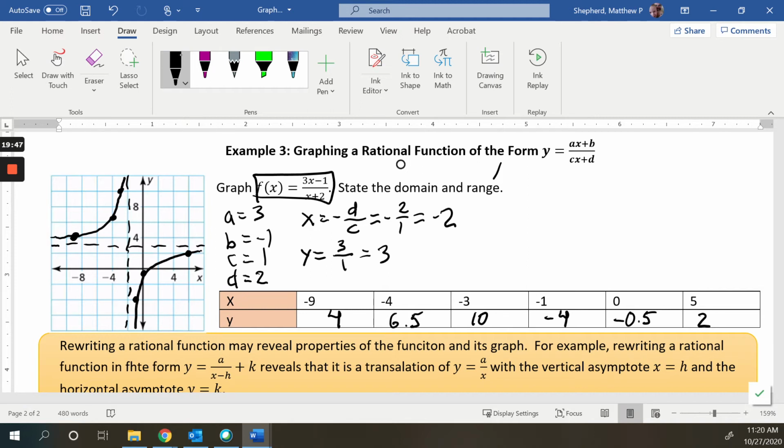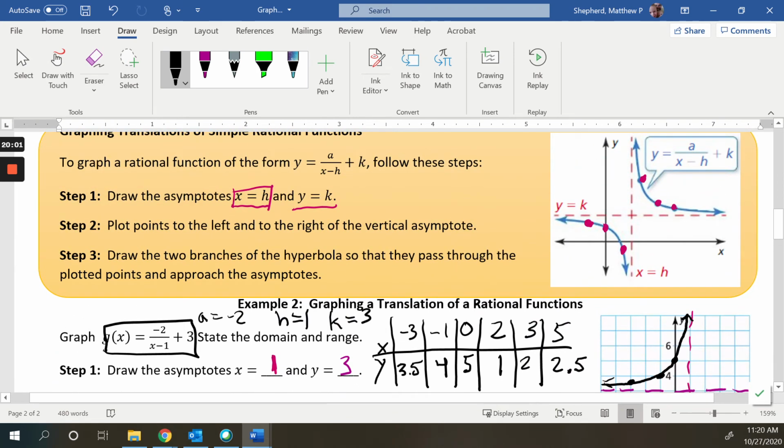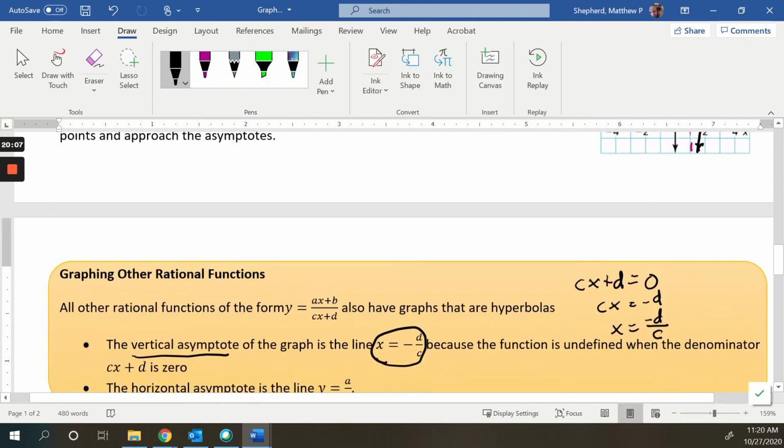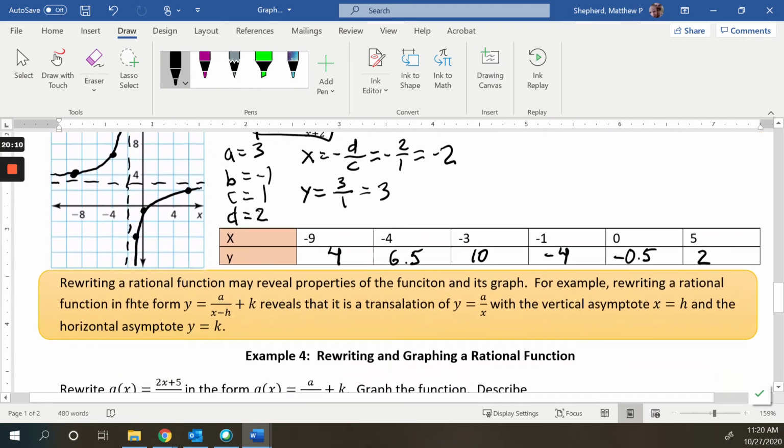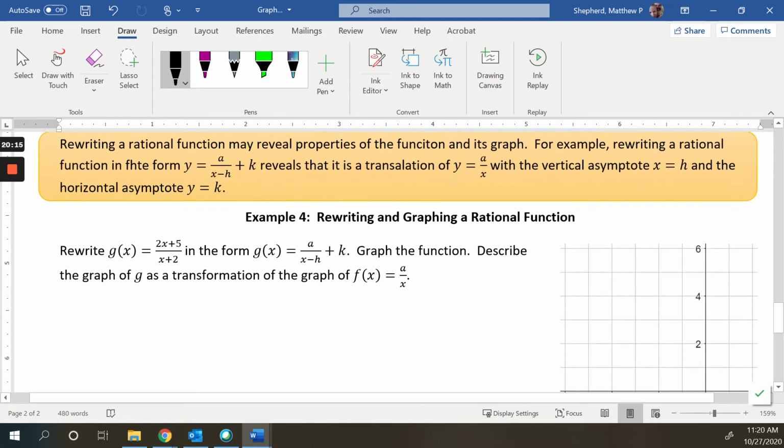Now, these two equations, y is equal to ax plus b over cx plus d, notice it created the same kind of graph that we got from a over x minus h plus k. Both of these are just forms of the reciprocal function. They are rational functions. And so what we're going to look at now is the way that these two are actually the same function. We can rewrite the rational function to reveal different properties of the function.